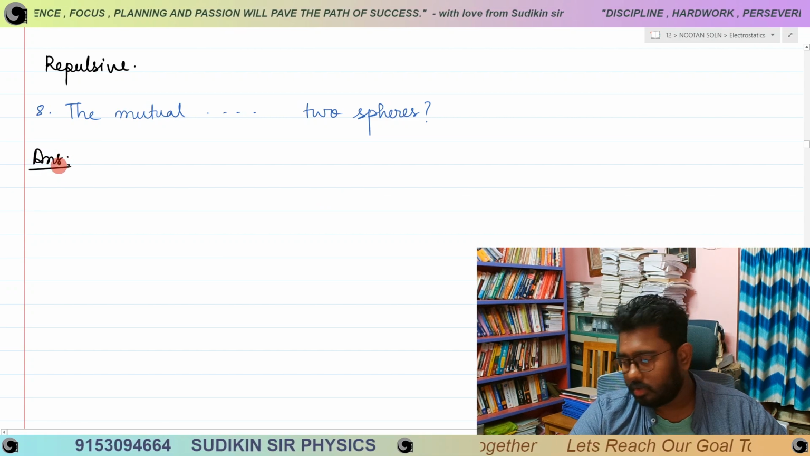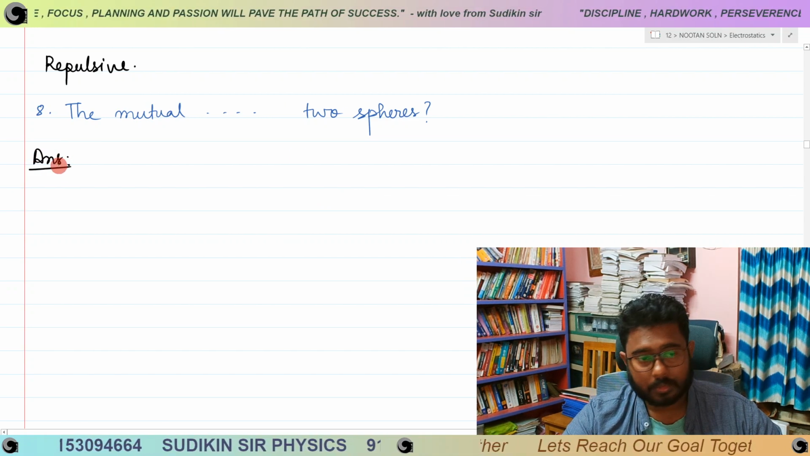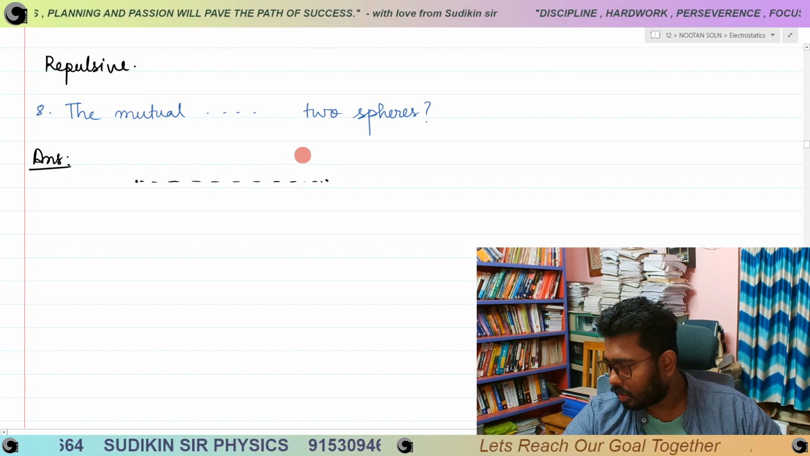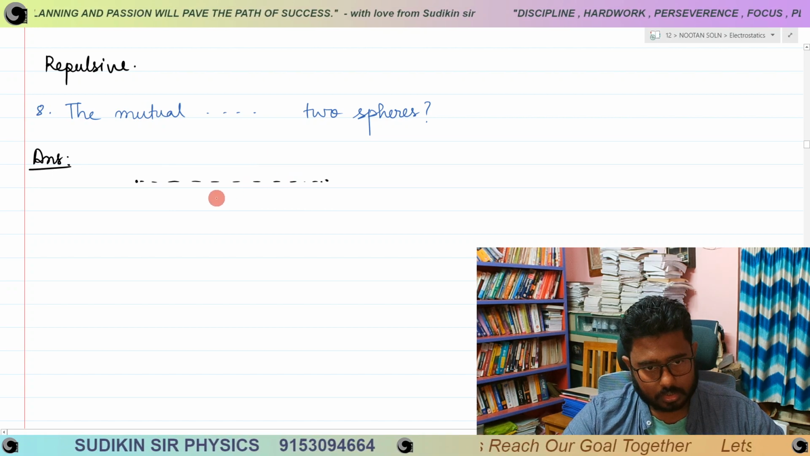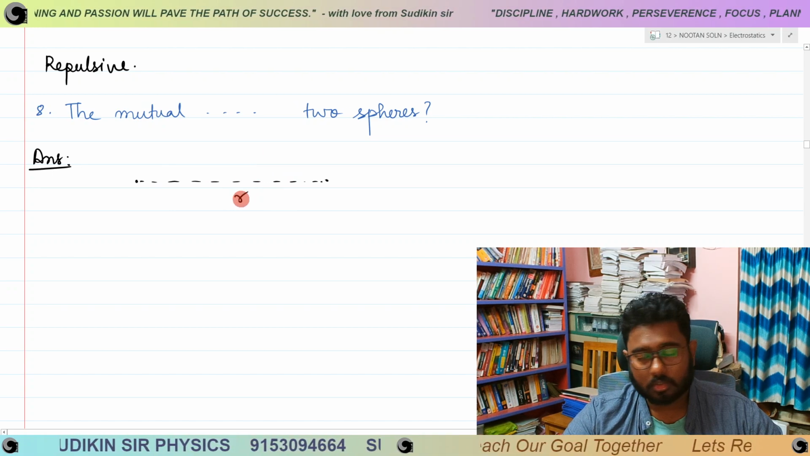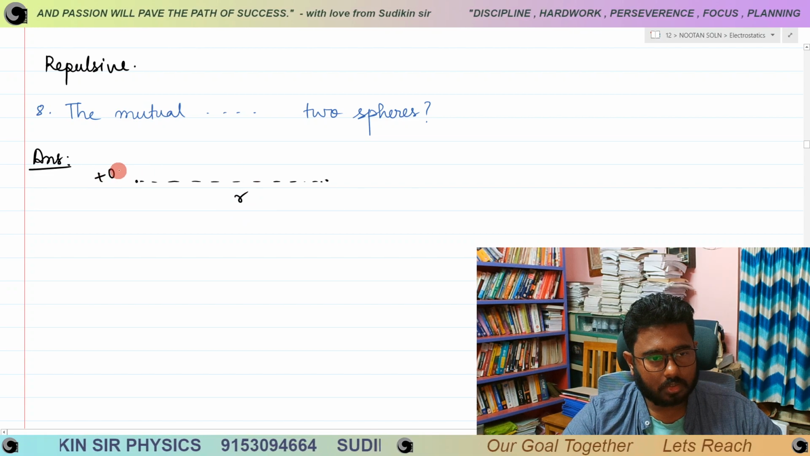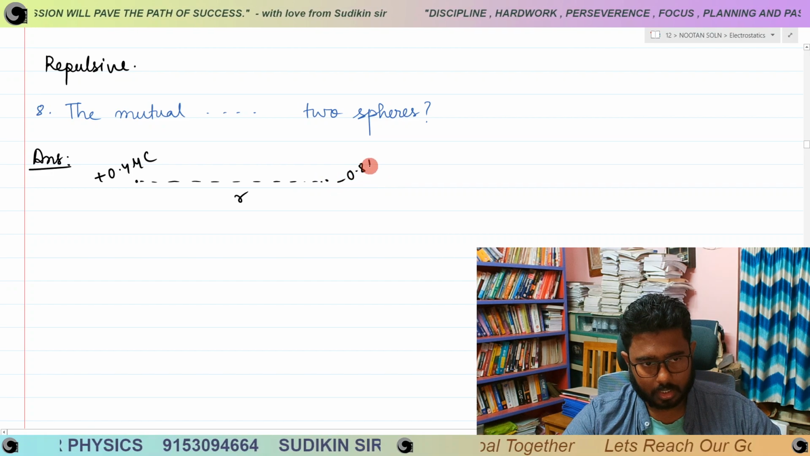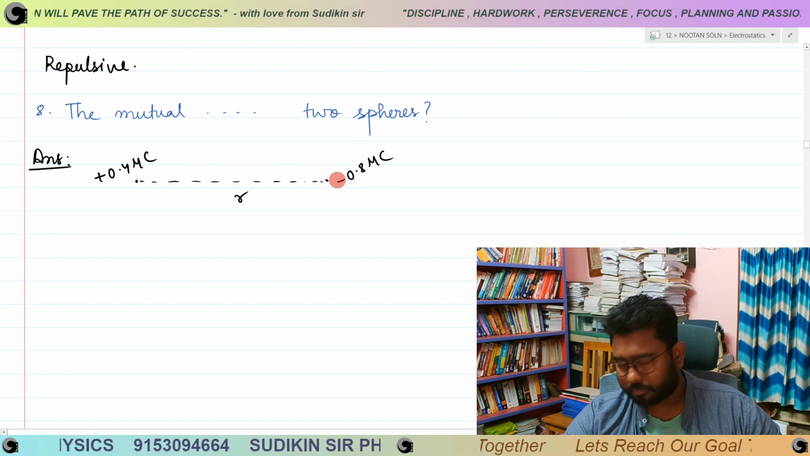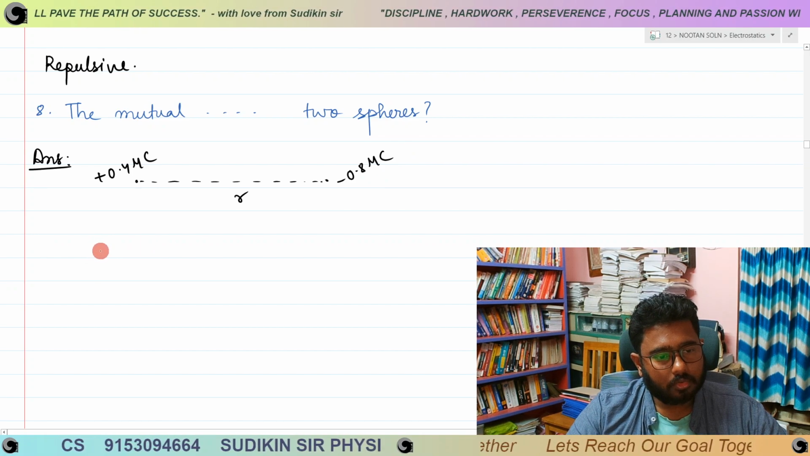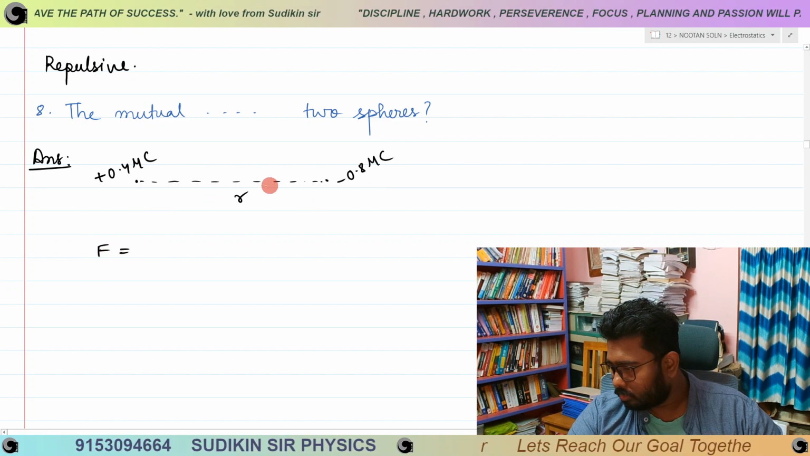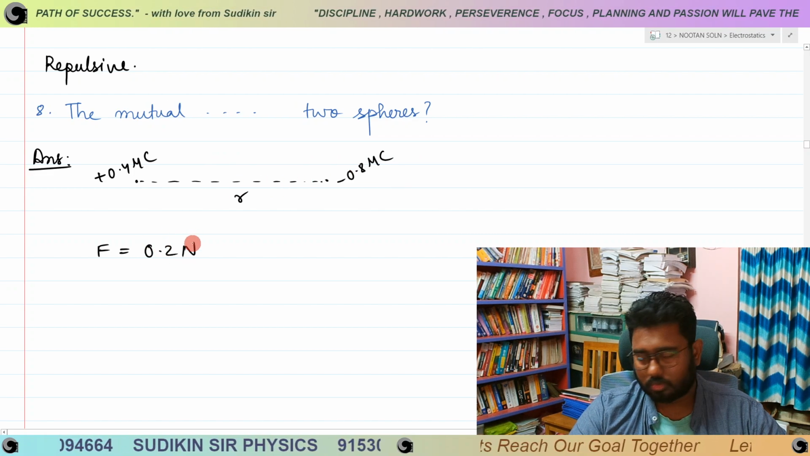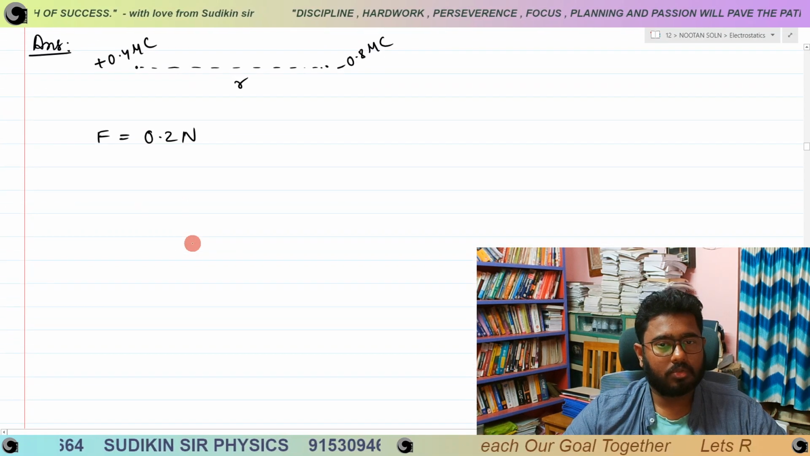Let us first draw the question. So there are two charges. These two charges are separated by a distance, suppose x or suppose r. And one charge is plus 0.4 microcoulomb. Another charge is minus 0.8 microcoulomb. Now, the force that acts between them will of course be an attractive force. Its value is 0.2 Newton. So they are asking what is the separation between the two spheres.